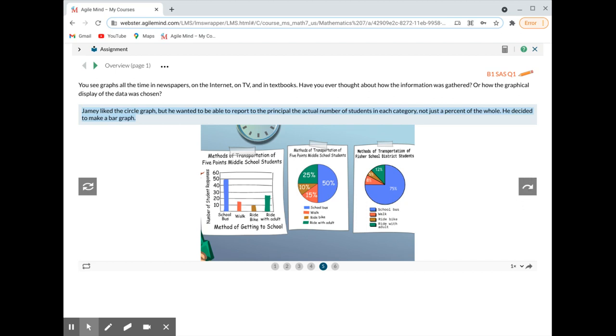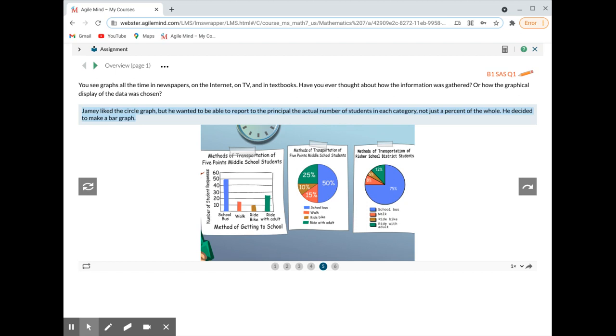Which one do y'all think is easier to read? Or are they both about the same? They're both about the same. Okay. So why do you think Jamie would choose the bar graph to present his information instead of the circle graph? What do y'all think? Why do you think Jamie would choose the bar graph to present his information?